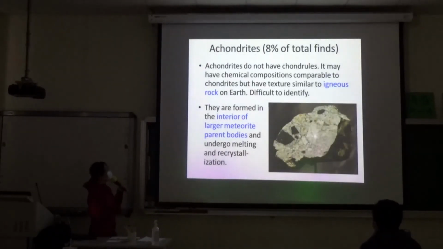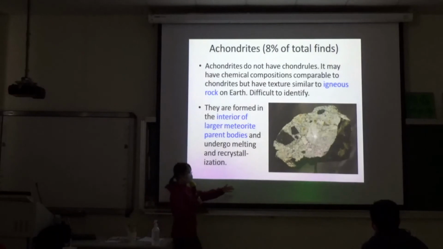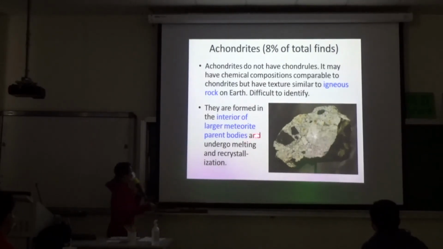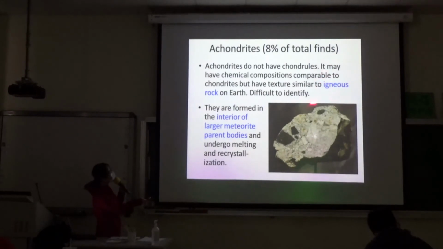Okay, after chondrites, we talk about achondrites. They are 8% of total finds. Achondrites do not have chondrules. This is a photo of an achondrite. Don't you think this is just a piece of volcanic rock? Based on my observation, I cannot tell it's a chondrite. They do not have chondrules. It may have chemical composition comparable to chondrites, but texture similar to igneous rock on Earth. So to me, it looks like just an igneous rock.